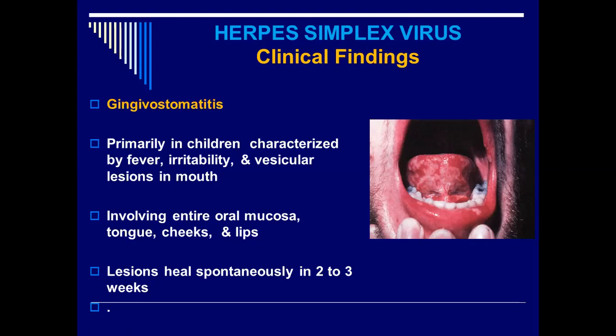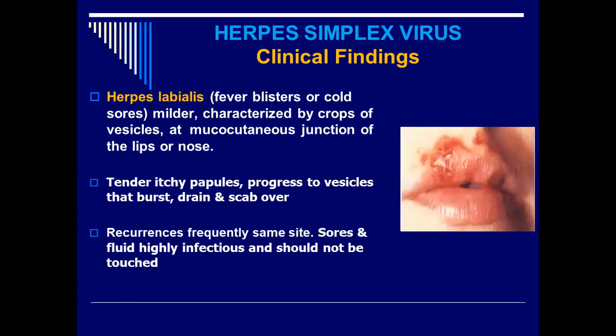Now, the entire oral mucosa is involved: the tongue, cheeks, lips. You see this is the tongue, ventral side, particularly the cheeks, and even to some extent the lips. The lesions can heal spontaneously in about 3 to 4 weeks' time. And this spontaneous healing may provide protection for some time. But if the latency occurs in the trigeminal ganglia, there is every possibility of reactivation of these viruses once you are compromised.